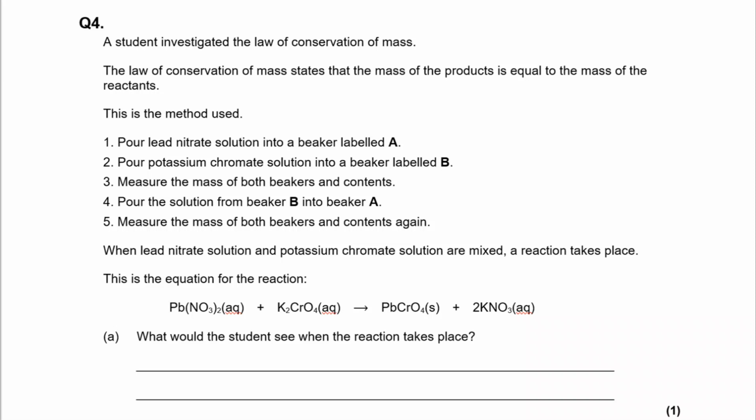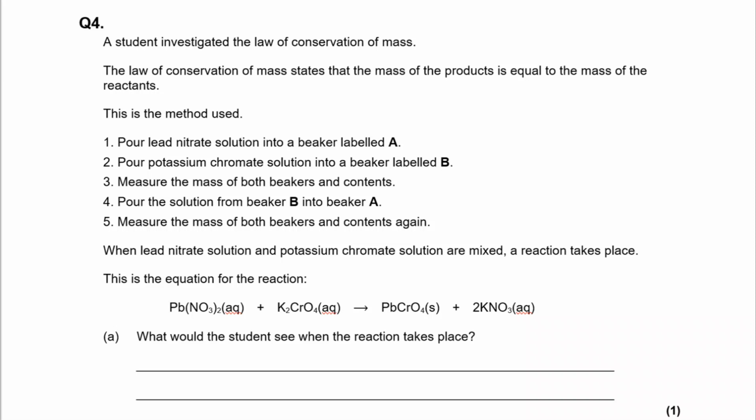We're going to pour lead nitrate solution into a beaker labelled A, and potassium chromate into a beaker labelled B. We're going to measure the mass of both beakers and contents, pour the solution from B into A, measure them again, and then from there we're hopefully going to prove that the law of conservation of mass is taking place. When lead nitrate solution and potassium chromate solution are mixed, a reaction takes place, and we've got an equation provided. Now the first question here, what would you see?